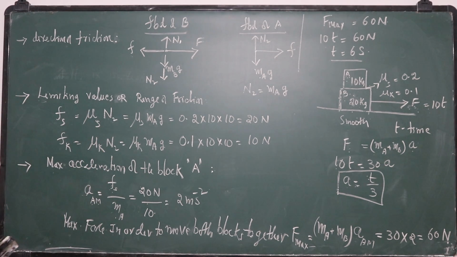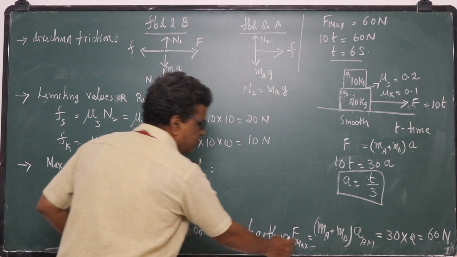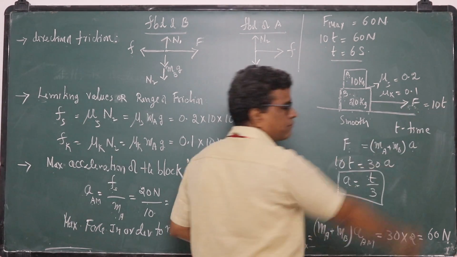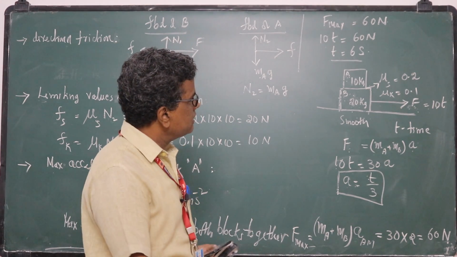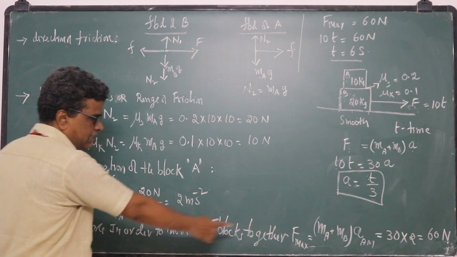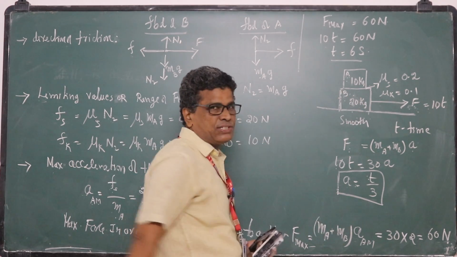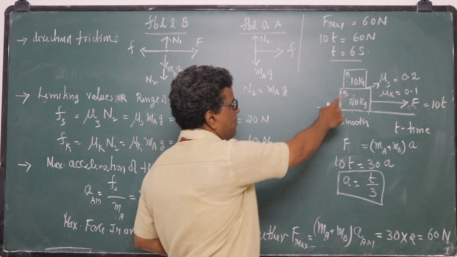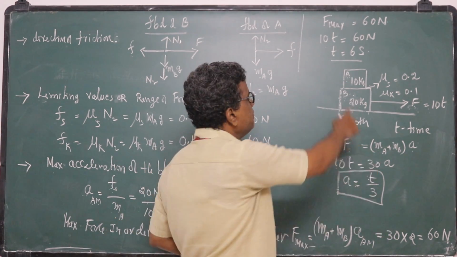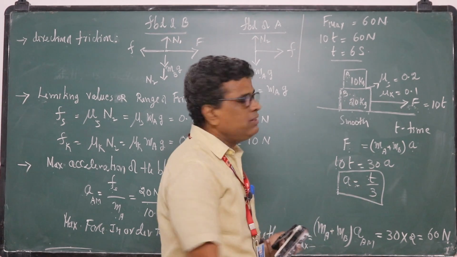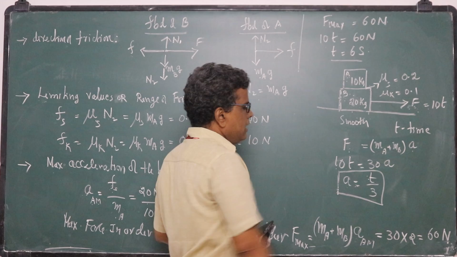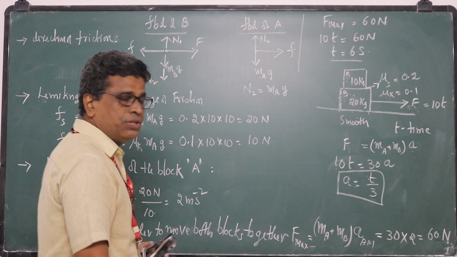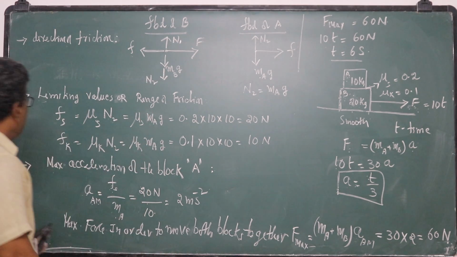This applied force varies with respect to time. If it exceeds a certain maximum value, that is F max, these two blocks will detach. So A begins to slip over the block B when the force acting on this block A exceeds 60 newtons.